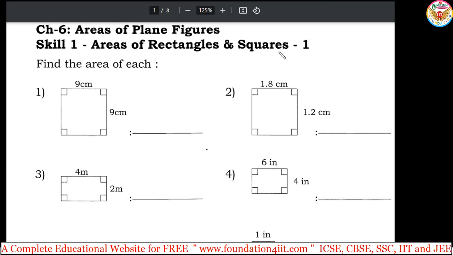Welcome to our foundation channel from class 8. Chapter number 6 is areas of plane figures. To improve the basic skills in this chapter, we deal with only two-dimensional shapes, areas of the plane figures, like area and perimeter or area or circumference. Those topics I'll explain the basic skills about in this topic.